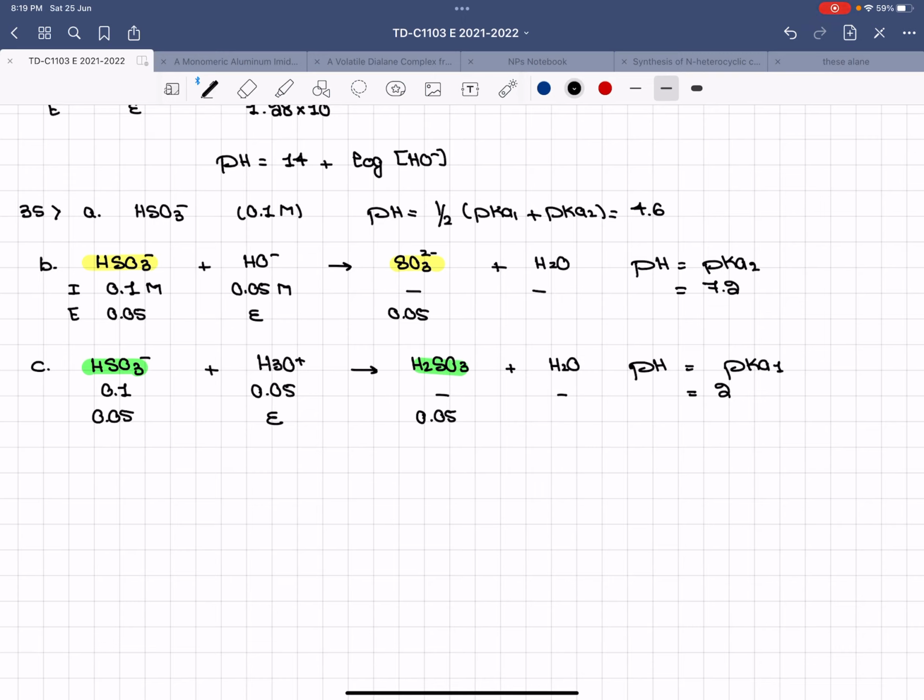Now, try to do your own by adding the same value of HCl to, let's say, HSO3 minus or SO3 2 minus, or it doesn't matter, but in similar number of moles. So what happens if you add 0.1, 0.1? You will get H2SO3 as 0.1. Find the pH then.